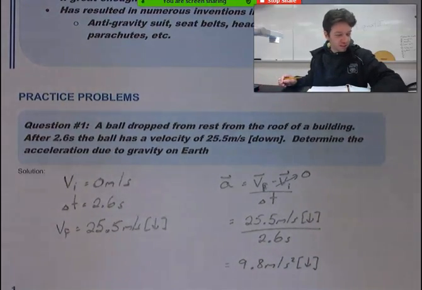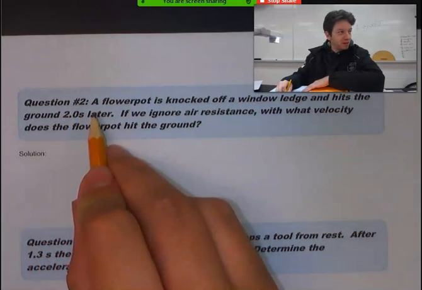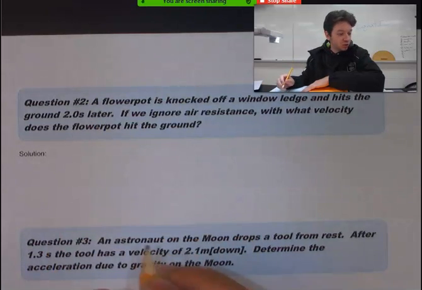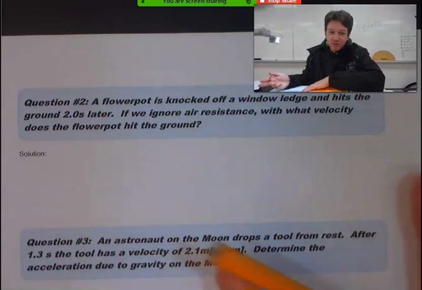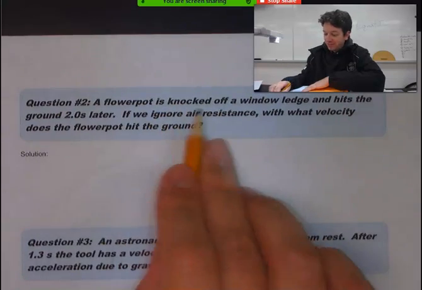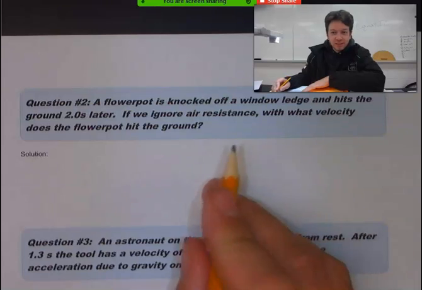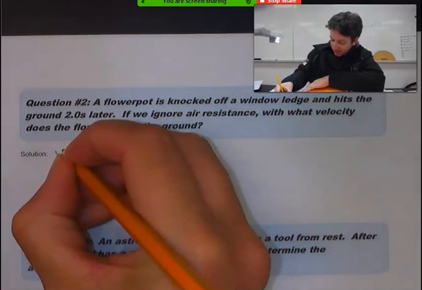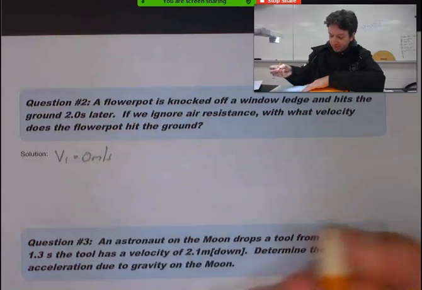Just pause that. Okay, so question number 2 says a flower pot is knocked off a window ledge and hits the ground 2 seconds later. In this case, I didn't actually say it starts from rest. You kind of have to infer that. If it's knocked off a window ledge, it means it was sitting on the window ledge and would have been at rest. So we can say the initial velocity is 0 meters per second.